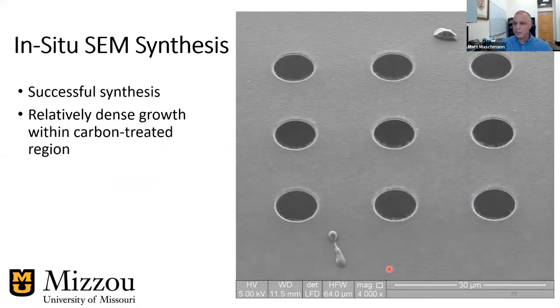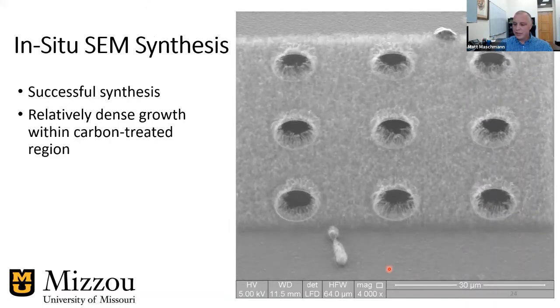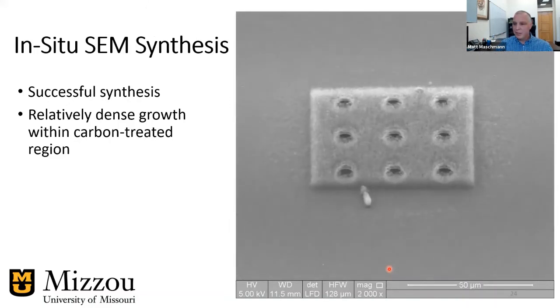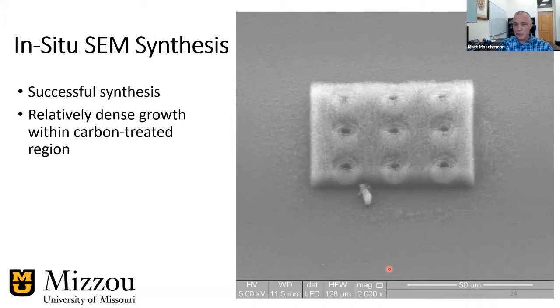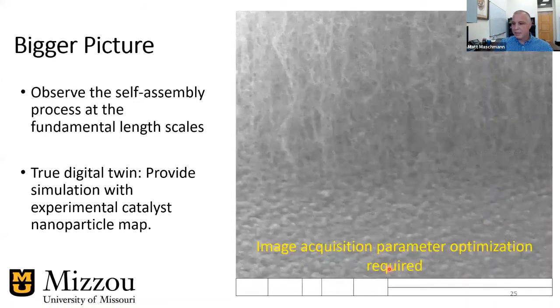So here's a successful kind of large scale synthesis of carbon nanotube forests. So you can see that square pattern, that's where we intentionally deposit carbon. And the grad students got excited and they got interesting images out of this, which is great, but they're not of much use to us as we want to validate our model because the magnification isn't high enough, okay? So I'm kind of going fast because I know I'm kind of running out of time here.